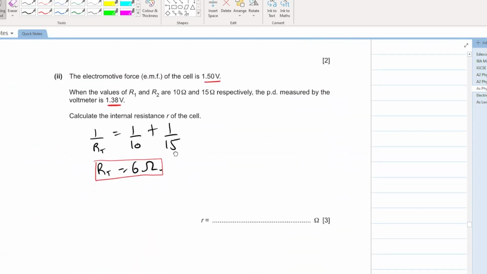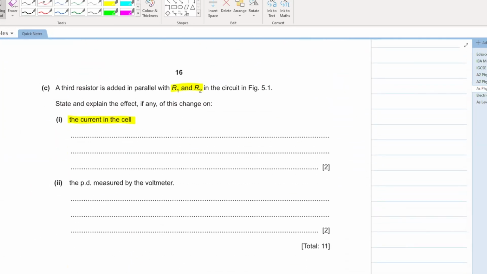So current will increase. You can write here: as the total resistance decreases, the current will increase. The current increases. Simple as that.